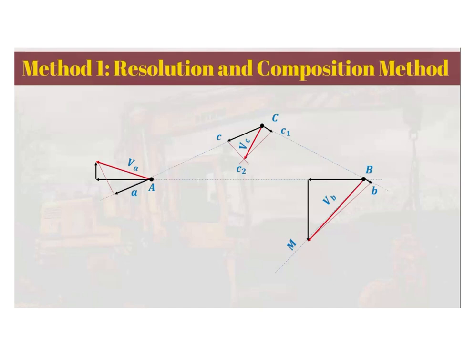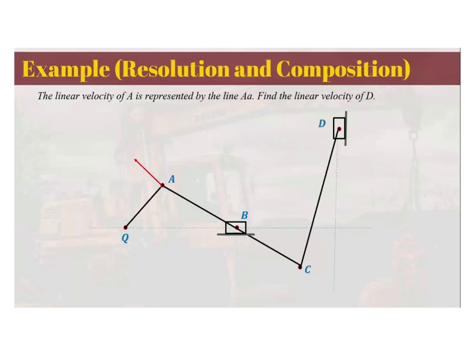So this is how you can find the velocities of a point using the resolution and composition methods. Basically, the requirement is just for you to know the velocity of one point as well as the direction, and the direction of the other points, so that you can obtain the velocities that you wanted as well as their direction. So let us have an example.